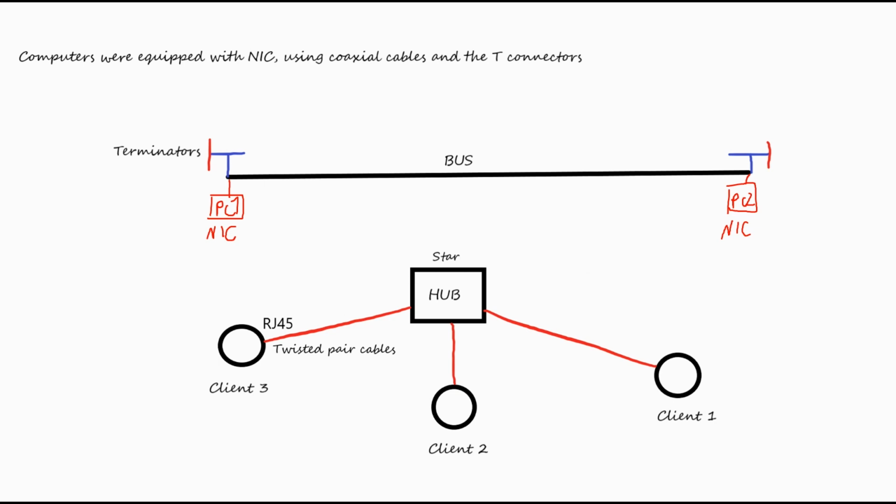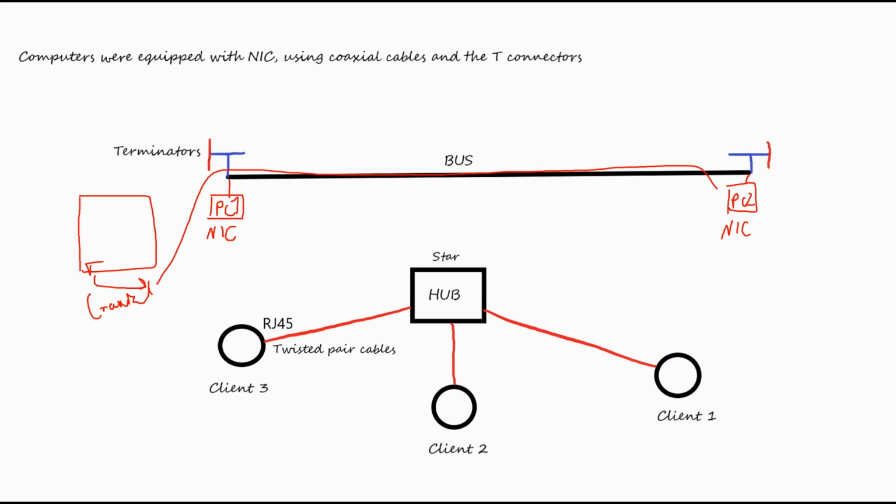NIC was there. It was built into the motherboard. You can actually buy a dedicated NIC as well, but it's mostly on board on your motherboard. So PC1 and PC2 had NICs, and they were about to send data to each other using the bus topology. Bus was basically a coaxial cable between PC1 and PC2, and they had T connectors, which would convert the coaxial cable to the connector of the motherboard, so they could actually send the data to each other.